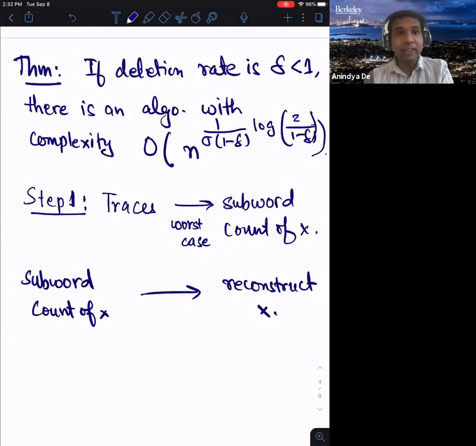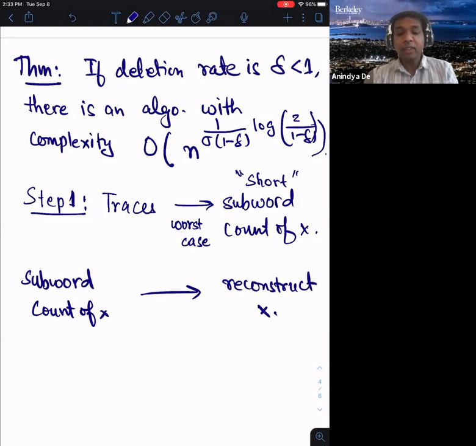What we are interested in is to show how from the traces I can recover subword counts of every short subword. Short for us means roughly subwords of length log n. Then we show how, given these short subword counts, meaning how many times 10 occurred, how many times 11 occurred, how many times 111 occurred, and so on up to every string of length log n, you can reconstruct x. Let me just say it's a short subword count of x, and then from the subword count of x, we'll reconstruct it.